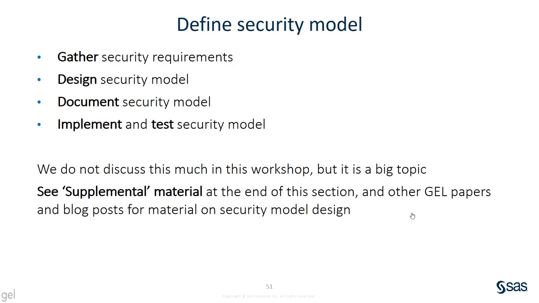document it. If you design it and just implement it, that's great, but what happens if you want to change it or if someone else comes in and needs to be able to understand what you've done? So documentation is important. And then if you've done those 3 steps, implementation actually should be fairly simple. The sort of heavy lifting is in getting the requirements and designing the model. And then finally you will want to test it. So as I mentioned, there's a good bit of detail in the supplemental materials on the subject of defining security models.